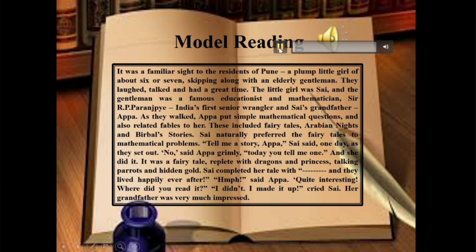It was a familiar sight to the residents of Pune. A plump little girl of about 6 or 7, skipping along with an elderly gentleman. They laughed, talked and had a great time. The little girl was Sai and the gentleman was a famous educationist and mathematician, Sir R.P. Paranjape, India's first senior wrangler and Sai's grandfather, Appa. As they walked, Appa put simple mathematical questions and also related tables to her.